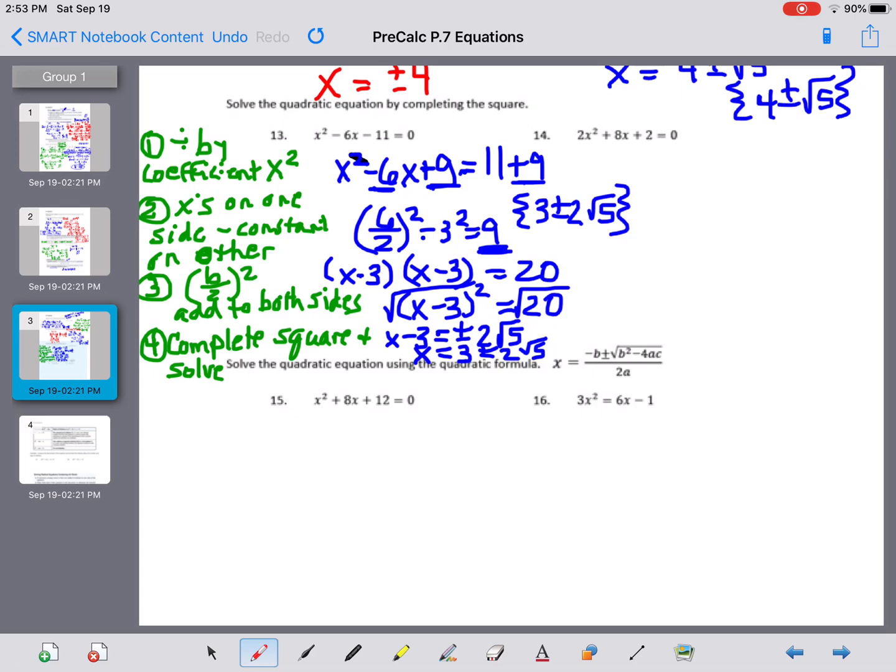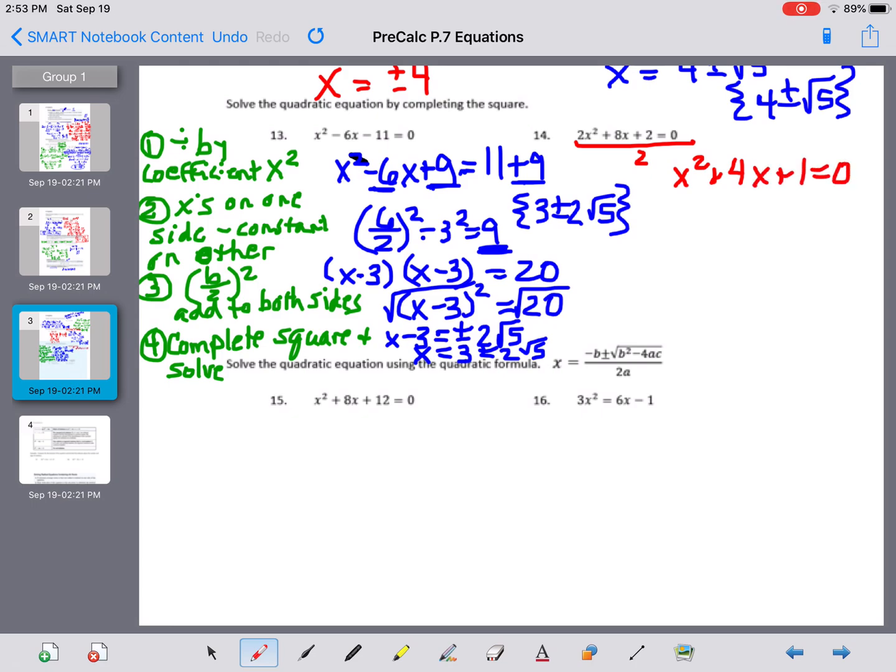Try it again. A little bit different on this one. I have 2x squared plus 8x plus 2. My first rule says divide by the coefficient of x squared if there is one, and in this case there is 2. So that means everything here gets divided by 2. That leaves me with x squared plus 4x plus 1.